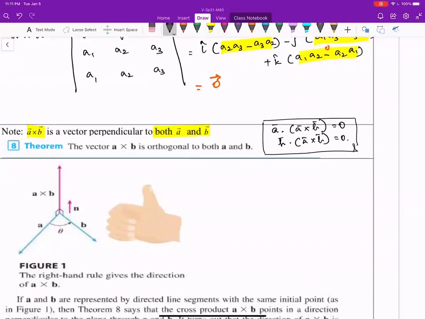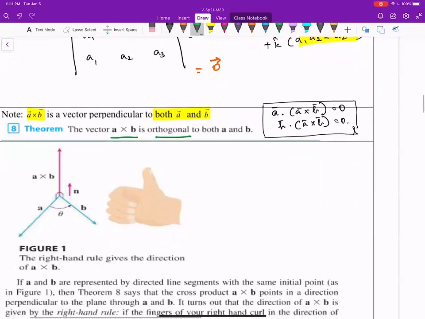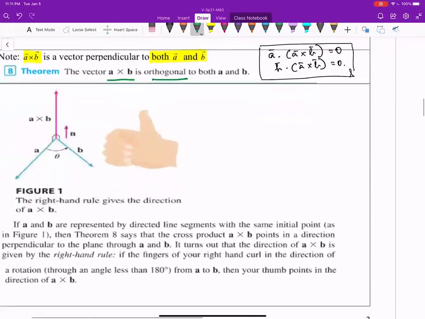The vector A cross B is orthogonal to both A and B. So that's what we said here. Now, what is this right-hand thumb rule? The right-hand thumb rule gives the direction of A cross B.